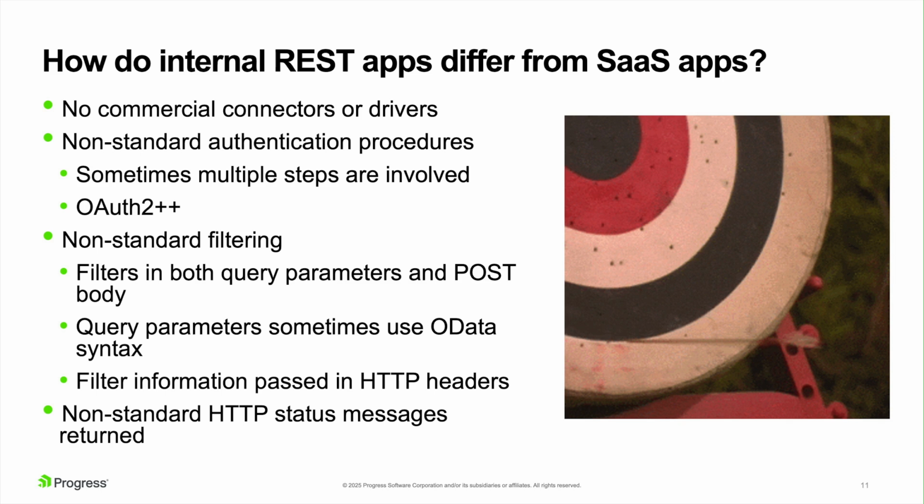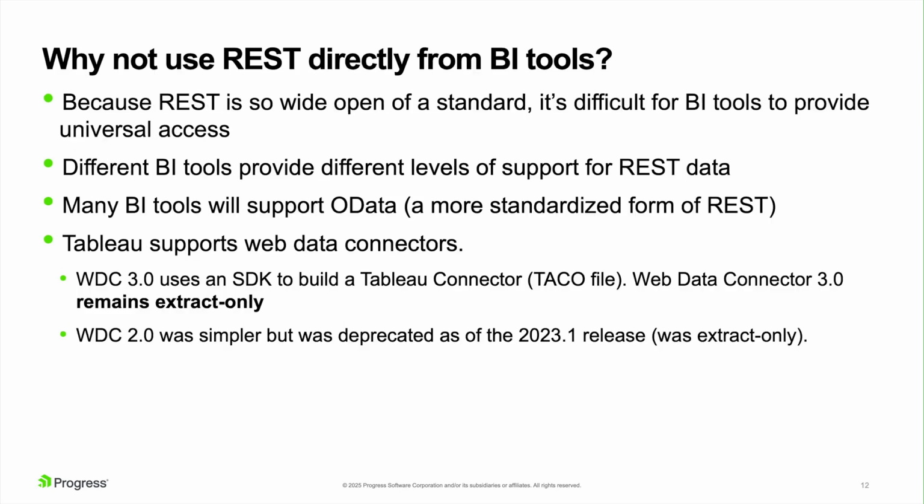of things you see as far as filtering. Typically, you'll see either filters in the URL as query parameters, or maybe you'll see them in a post body. Sometimes we see these internal applications that do both. And sometimes we see kind of different syntax for setting up these filters. And so the idea is that Autonomous REST Connector can handle even these non-standard things, including sometimes the status messages or the status codes coming back are maybe non-standard, but we can use Autonomous REST Connector to kind of deal with these differences.